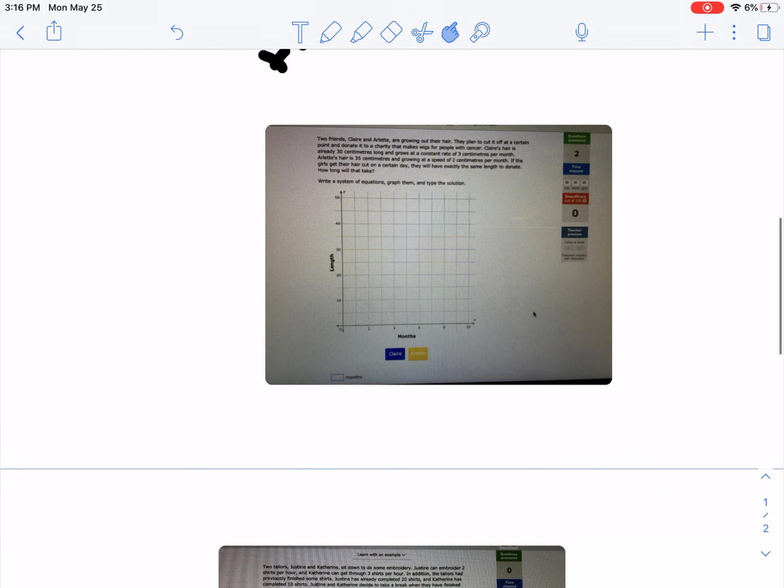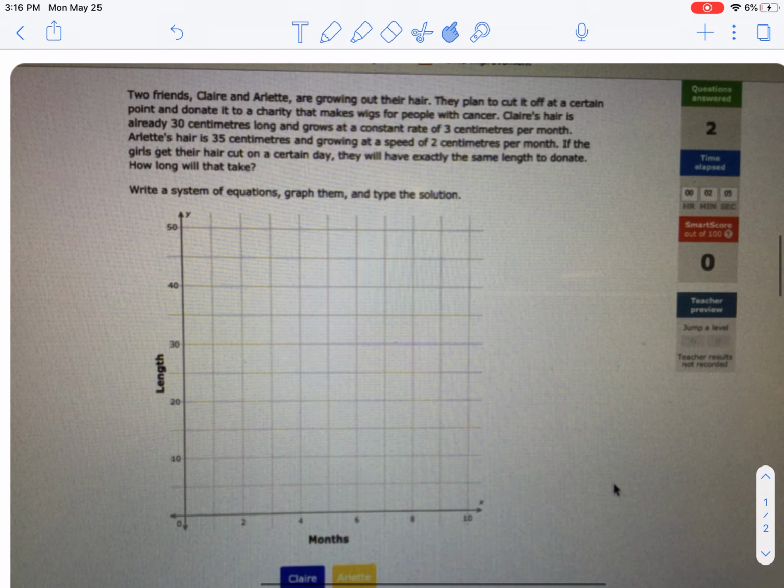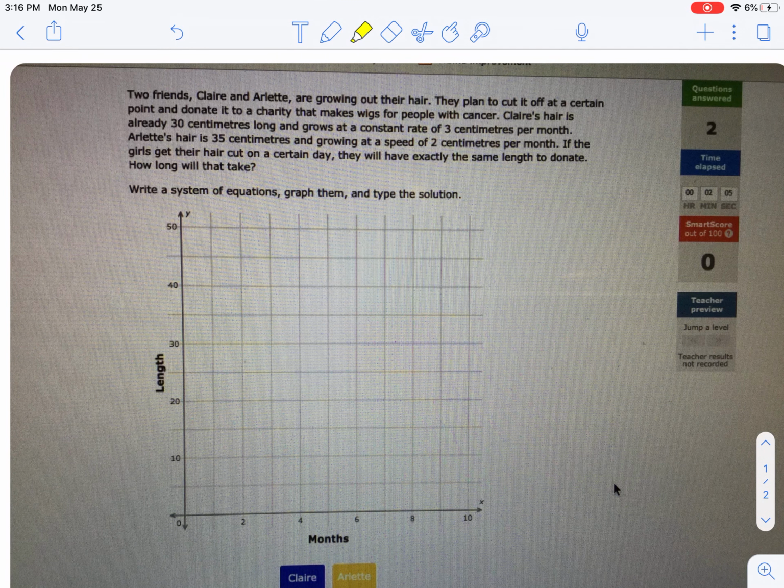So instead of looking at equations though, today we're going to look at word problems and we're going to graph them. So what we have are two friends, Claire and Arlette, who are growing out their hair. And what's going to happen is they're going to have a starting point and they're going to grow a certain amount. So it says they plan to cut their hair off at a certain point and donate it to a charity that makes wigs for people with cancer. Claire's hair is already 30 centimeters long.